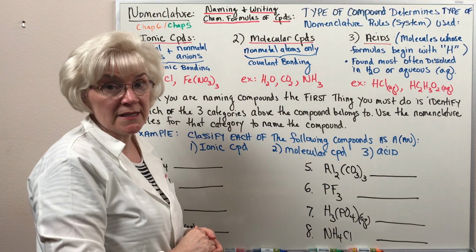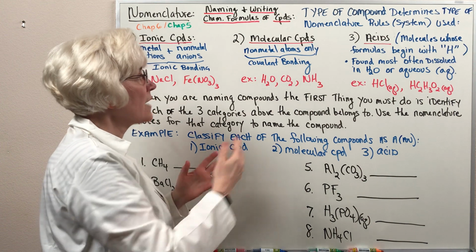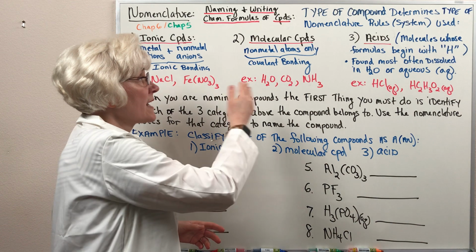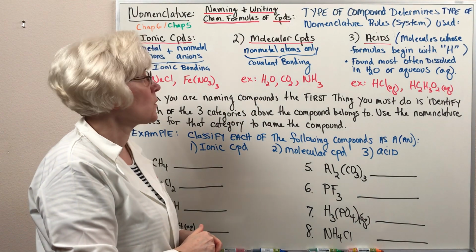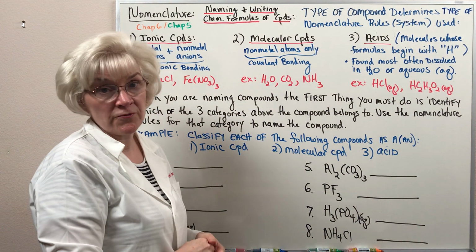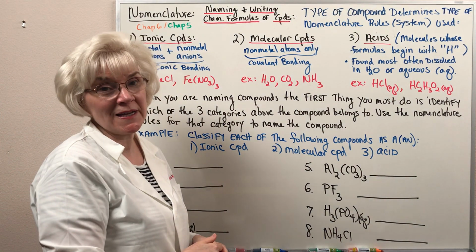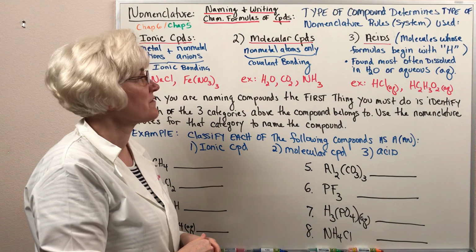Molecular compounds is the second category, and we recognize that a compound is a molecular compound because it contains non-metal atoms only. The bonding involved in molecular compounds is therefore covalent bonding, and we just finished a discussion of that.